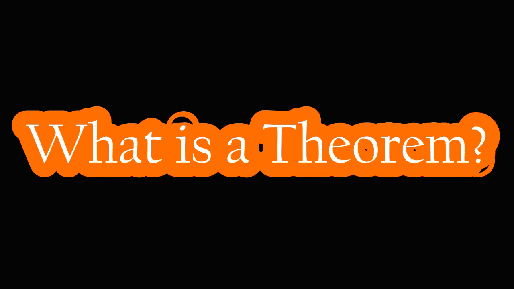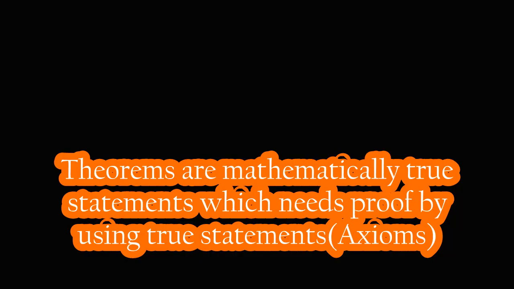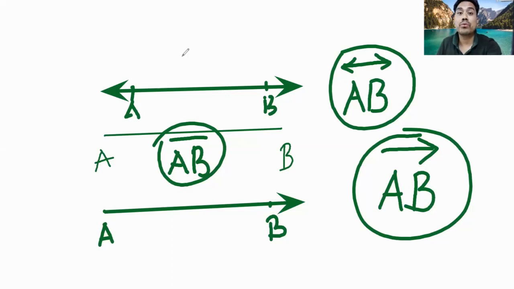Now what is a theorem? We should know what a theorem is. A theorem is a statement of mathematical truth which requires proof. Without proof, that statement will not be considered a theorem. It needs a proof. Is it clear? So clearly it can be seen that there is one difference between axiom and theorem. An axiom does not require any proof, but a theorem is a mathematically true statement which requires proof. Is it clear? So it is very simple, all right?